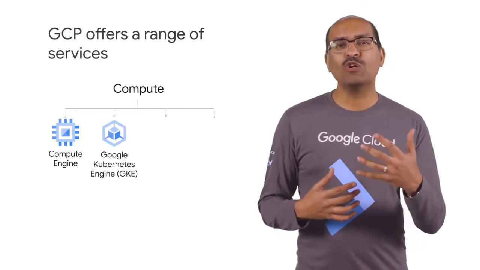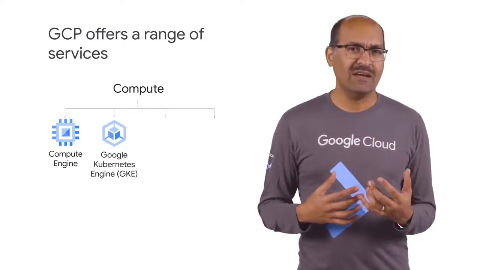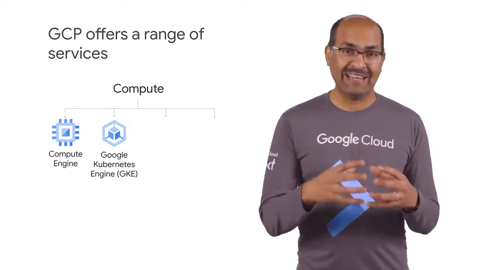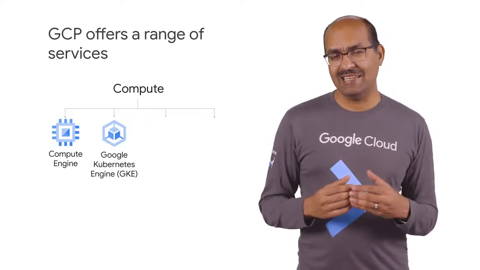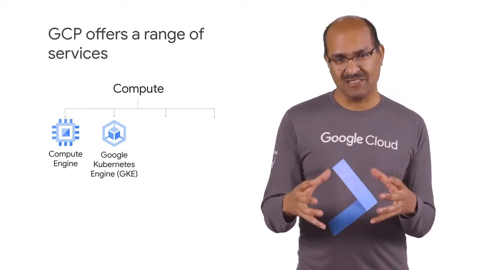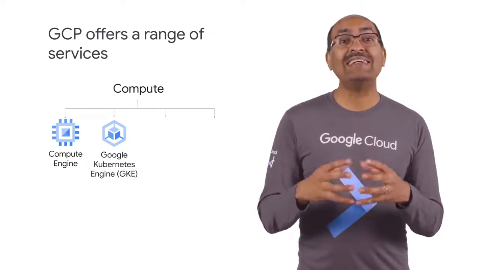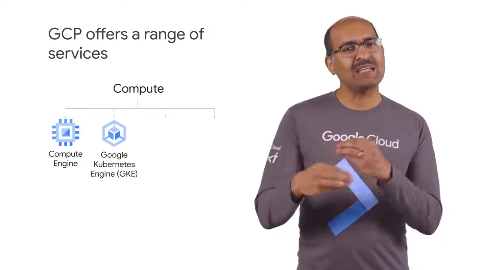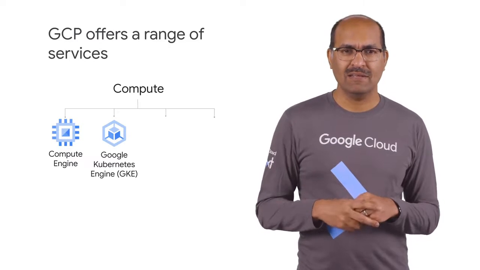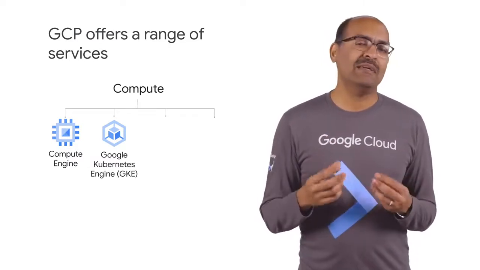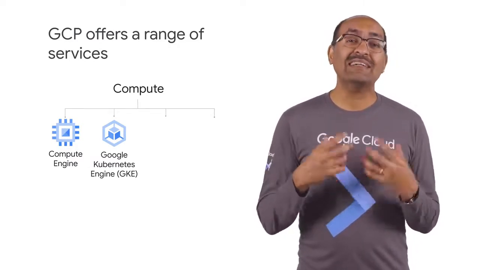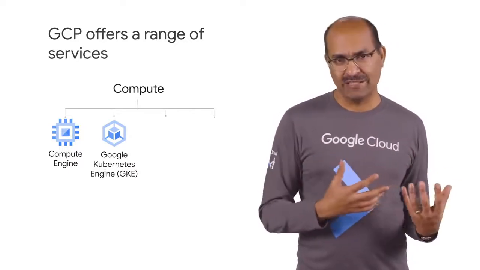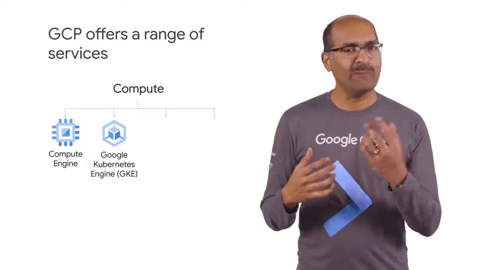GKE, Google Kubernetes Engine, is different. Where Compute Engine is about individual machines running native code, GKE is about clusters of machines running containers. Containers have code packaged up with all its dependencies. So GKE enables you to run containerized applications in a cloud environment that Google manages for you under your administrative control.